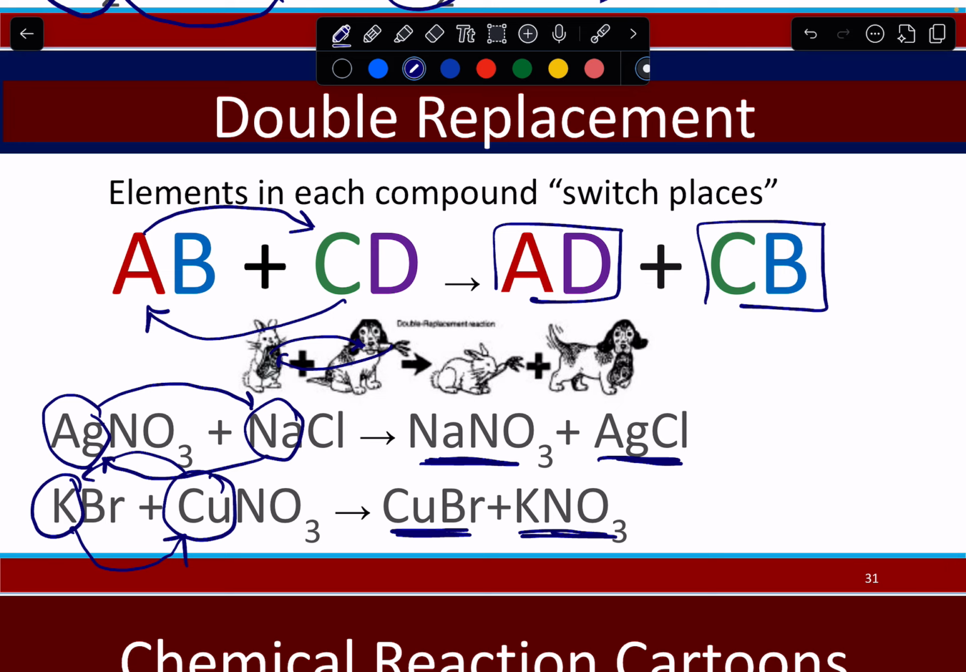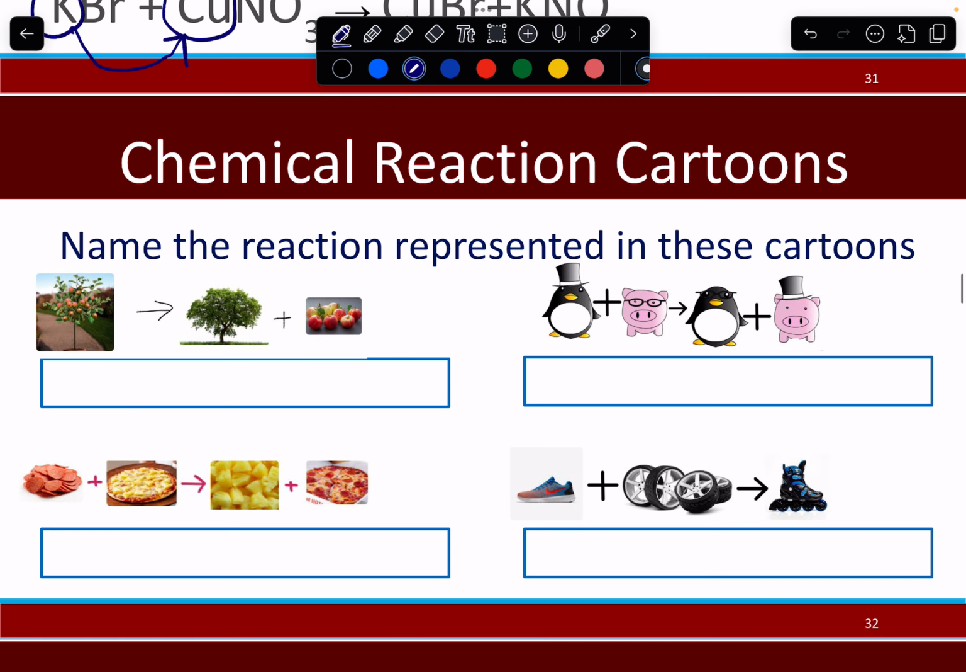So I've got four cartoons here. This is going to be similar to an activity that you're going to do here in just a moment. You're going to name the reaction represented in these cartoons. So I want you to just take a moment and pause and tell me, what do you think number one is going to represent? An apple tree breaks down into a tree and then apples.